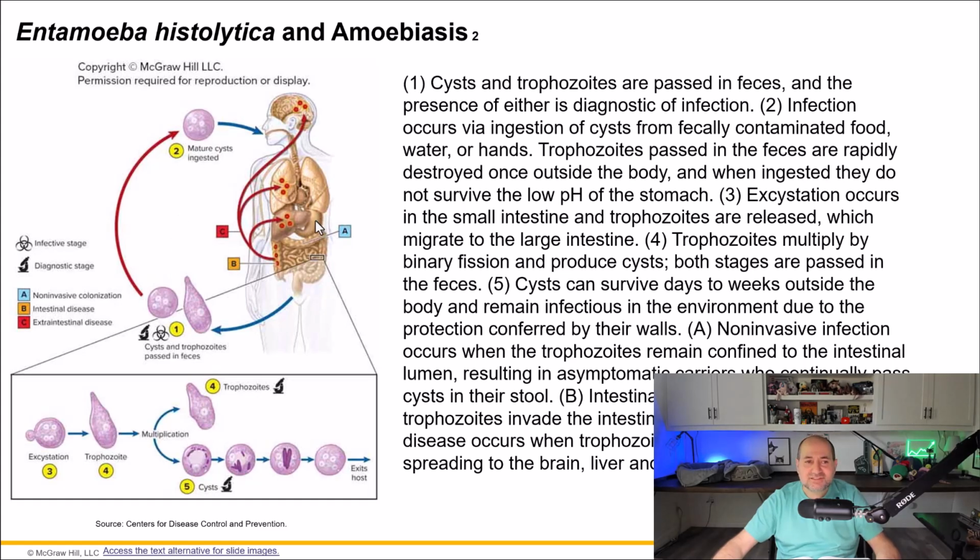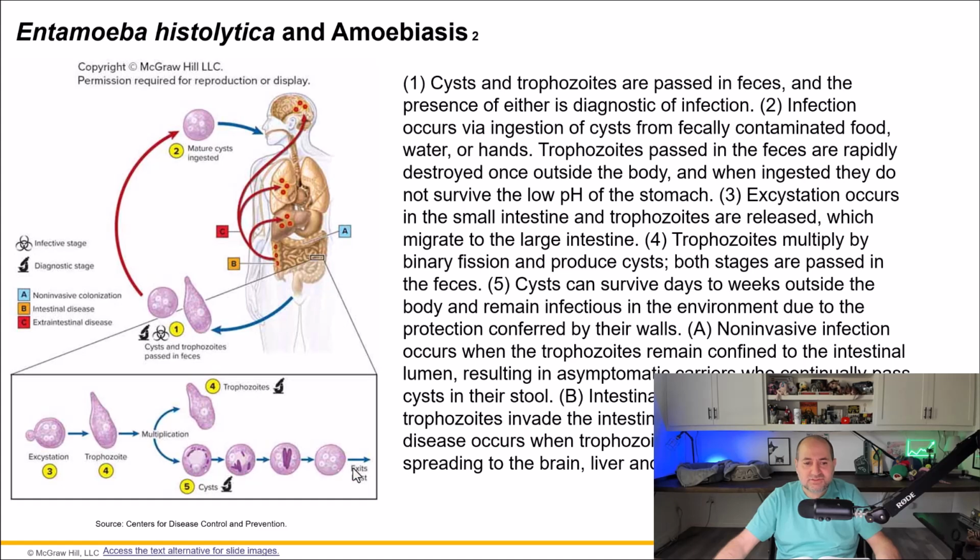Once the cyst makes it past the stomach, there's a process known as excystation, which means the cyst grows back out into the trophozoite state. Next, those trophozoites multiply through binary fission, and that produces both trophozoites and cysts. And again, those cysts and those trophozoites pass again in the feces.